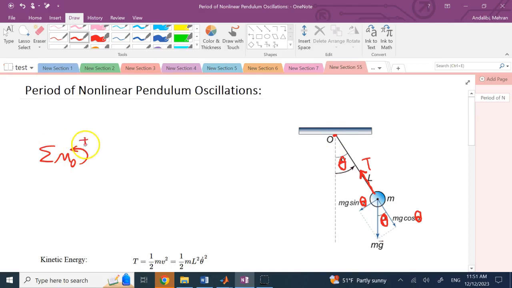and go with counterclockwise positive direction, T passes through O, so it has no moment, and between the two components of mg, cosine also passes through point O, so it's only mg sine. And clearly this force creates a clockwise moment while theta is counterclockwise, so the moment is negative and the distance is L, so this is going to be negative mg sine of theta times L, and this is equal to I about point O times alpha, and alpha here is theta double dot, the angular acceleration.